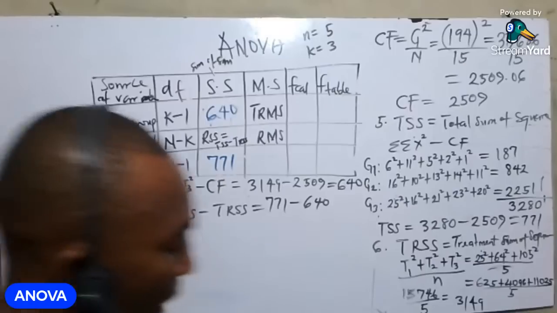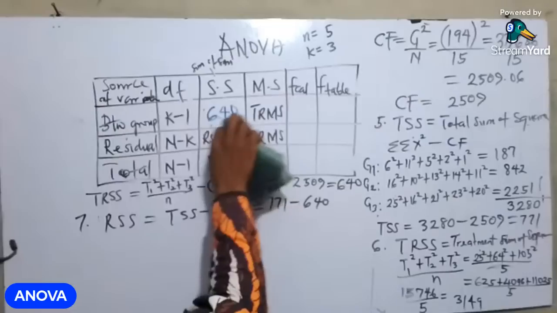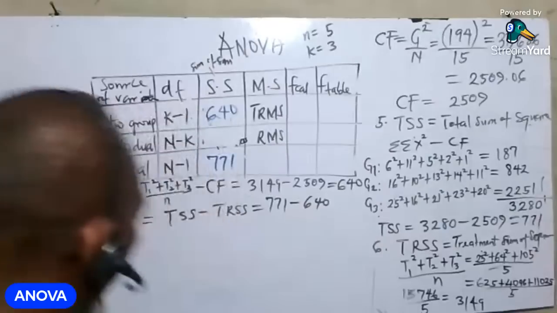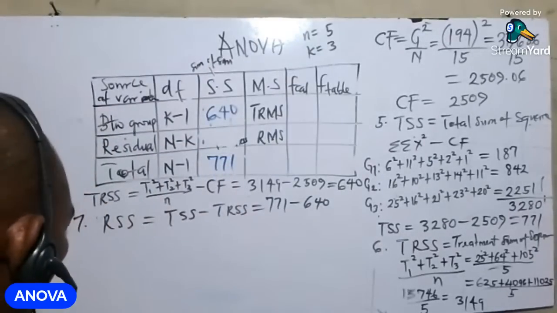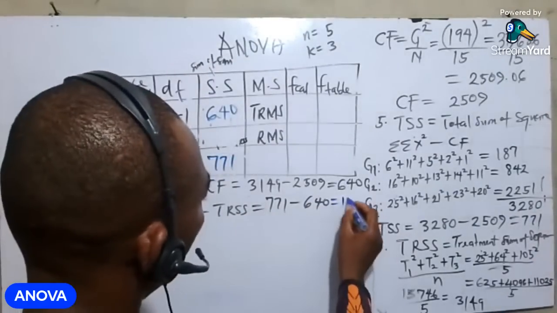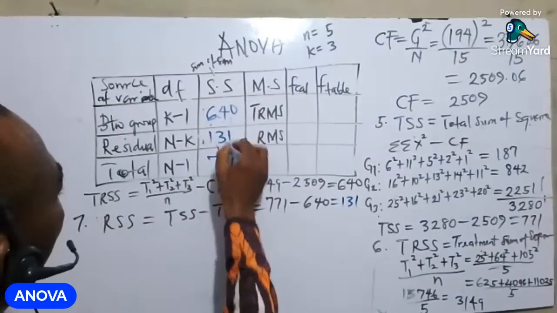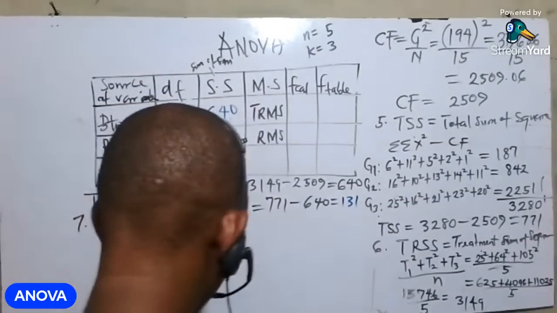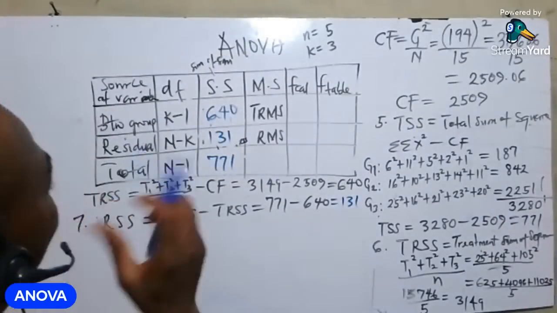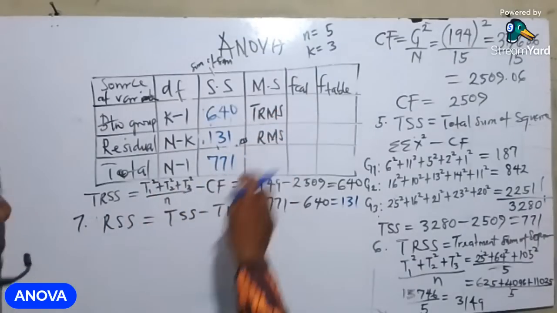So that means our RSS is now equal to 131. That's the difference between this and this. So we're almost done. The next thing now is you have to get your TRMS and then RMS.